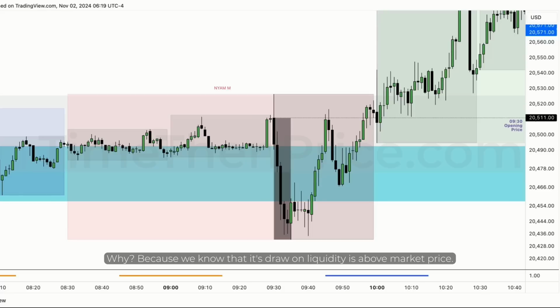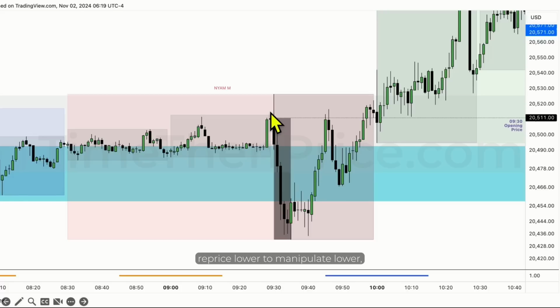Why? Because we know that the draw on liquidity is above market price. We are bullish for the day. Therefore, we anticipate that IPDA will seek to reprice lower, to manipulate lower before it can go higher. That is what I want you to see right here. This manipulation lower is the reason why we saw the distribution towards the upside taking place.